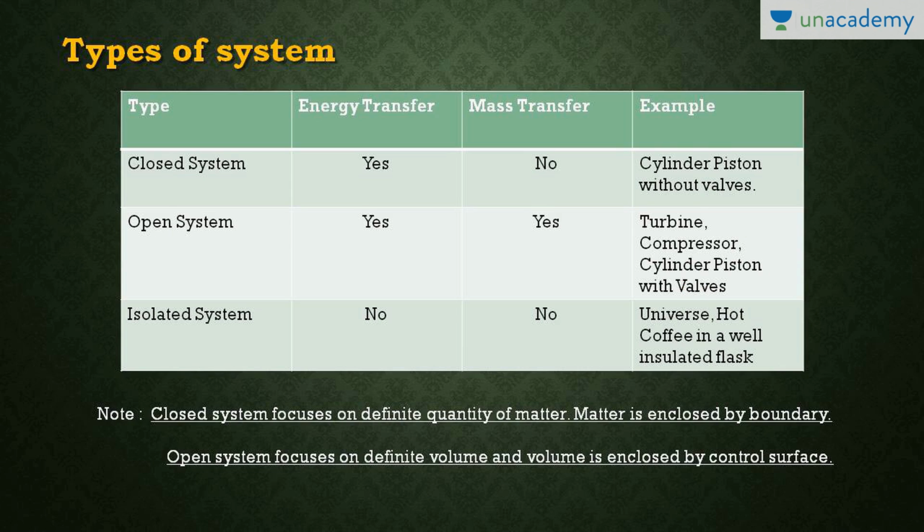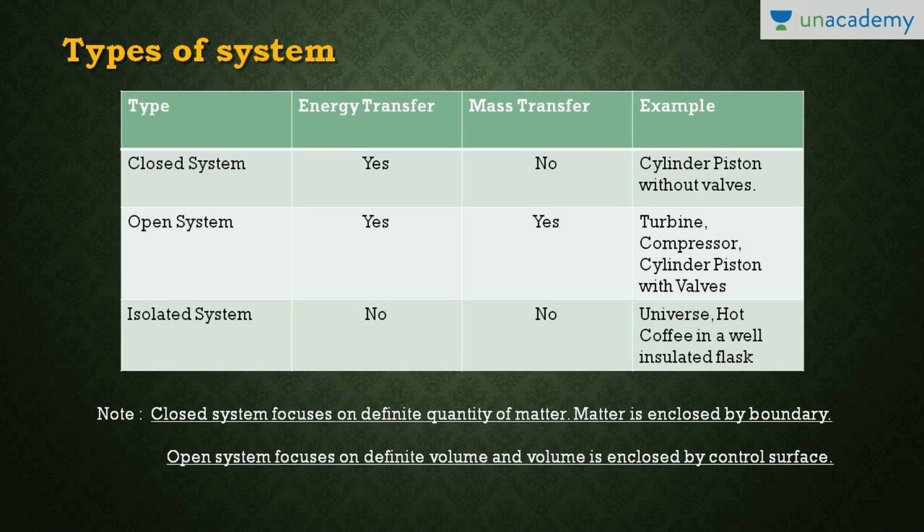Isolated system: universe. System plus surroundings is universe. So there is no heat interaction, no energy interaction, no mass transfer. So universe is an isolated system. Hot coffee in a well insulated flask is an isolated system. To recap: closed system, cylinder piston without valves. Open system, turbine and compressor. Isolated system, universe, hot coffee in a well insulated flask.